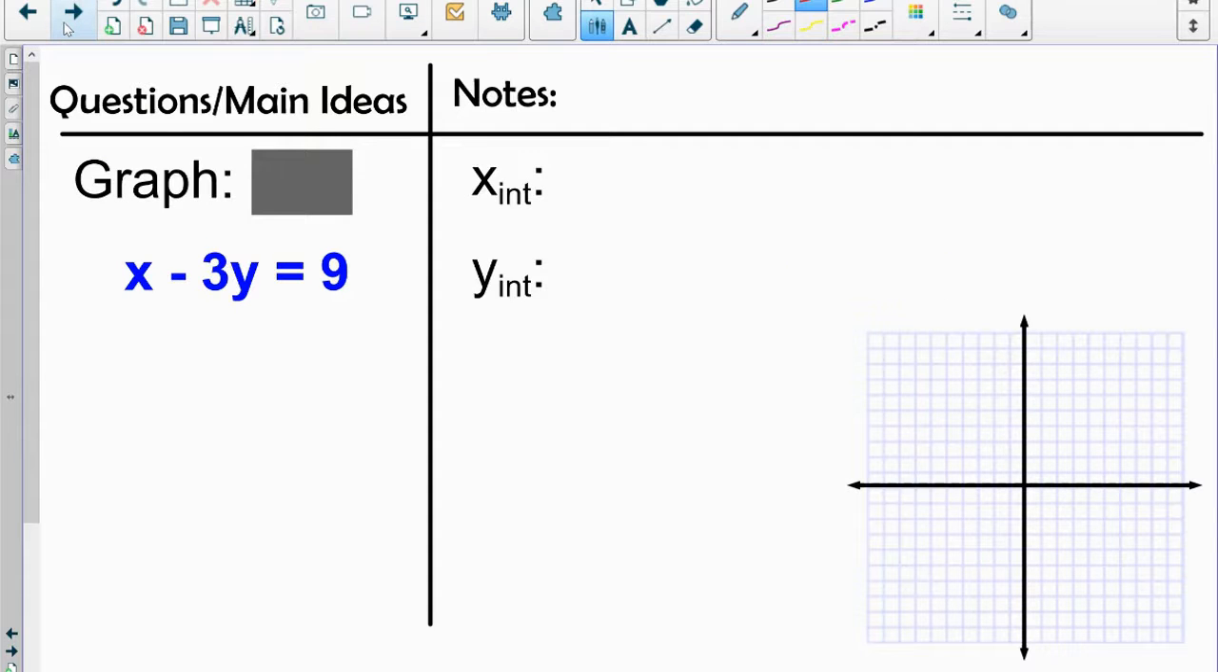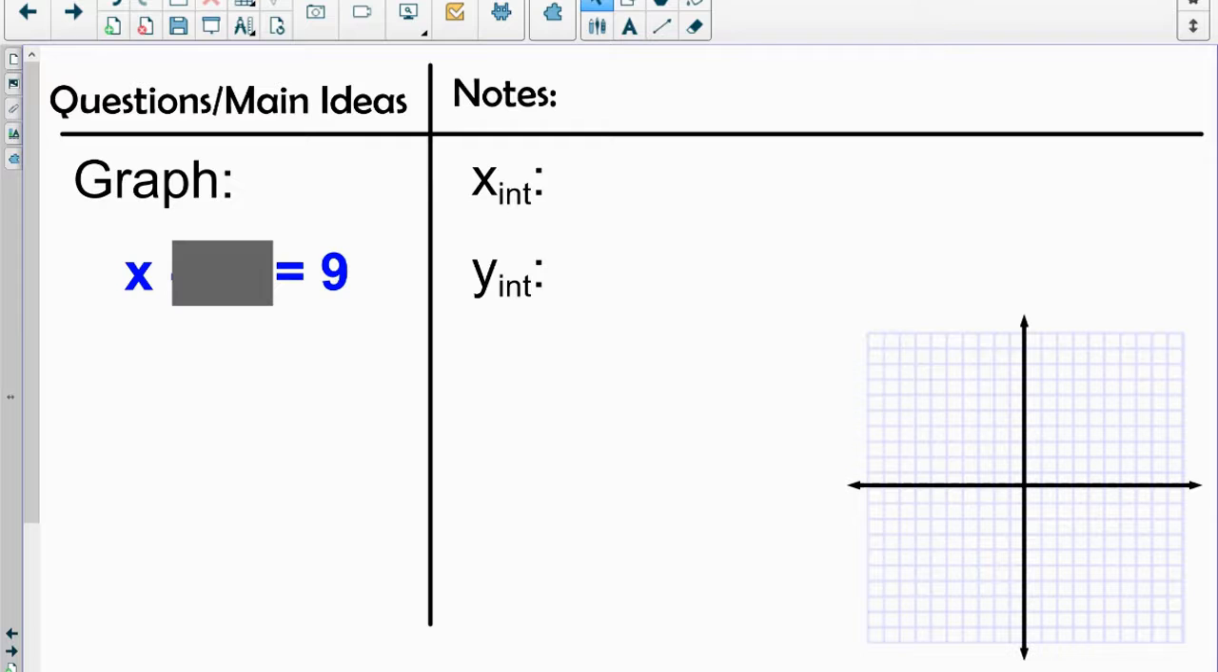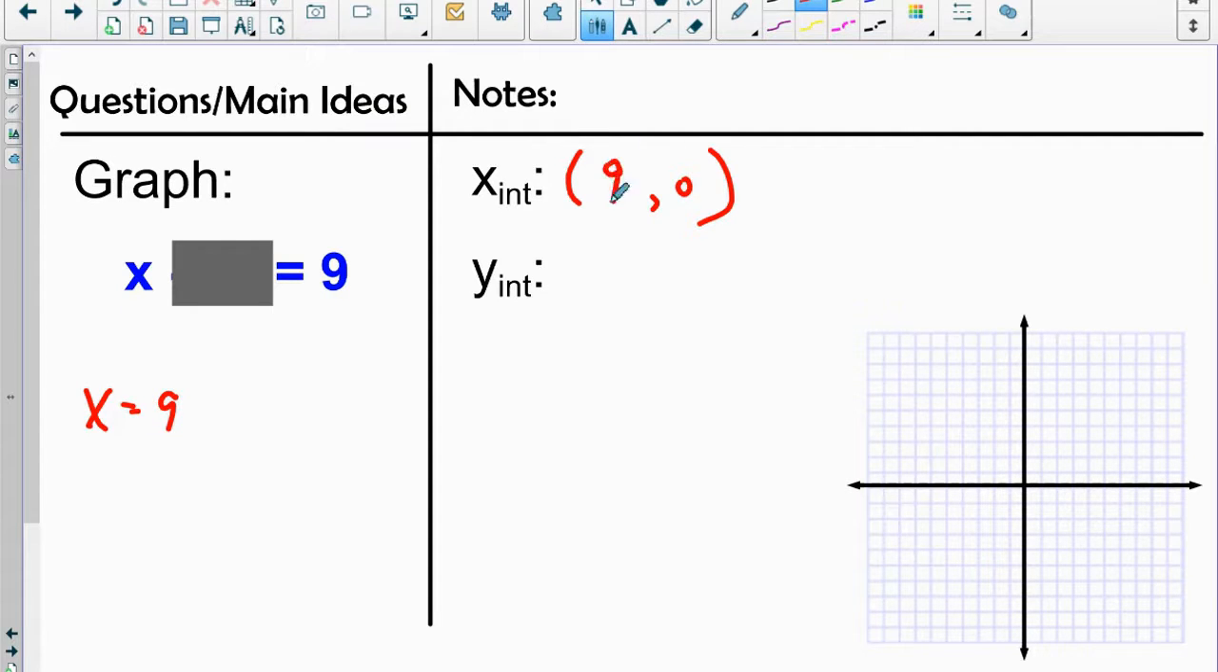All right, our third example, this time we're going to find the intercepts and graph. So we have x minus 3y equals 9. Let's start with the x-intercept. If I want to find the x-intercept, I cover up the y. In other words, I make it 0. Y is 0. And now I want to figure out what the x value would be. Well, it looks like x is already by itself when I do that. It's just 9.